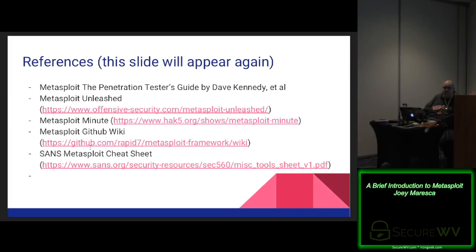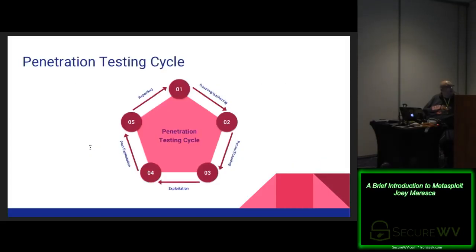The SANS cheat sheet is great in the sense that it gives you an overview of some of the Metasploit commands and some of the functionalities within the page. And I think they've kept that pretty up to date. So to give a high-level overview of how we're going to go through the flow of class, this is one of 8 million different possibilities of how people draw the penetration testing cycle.